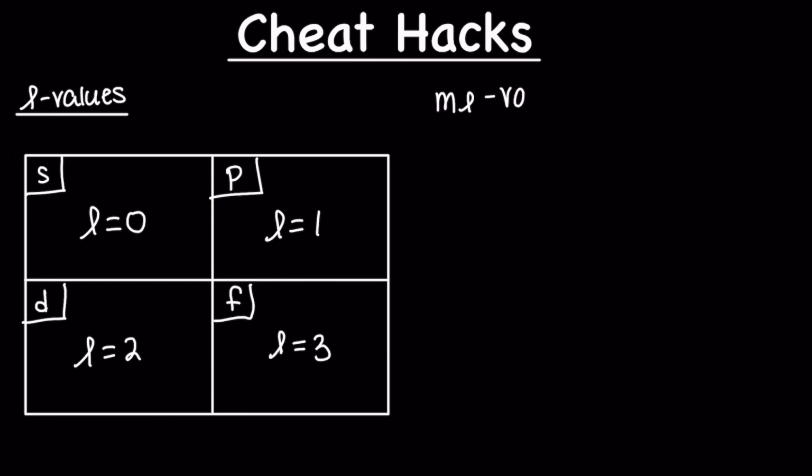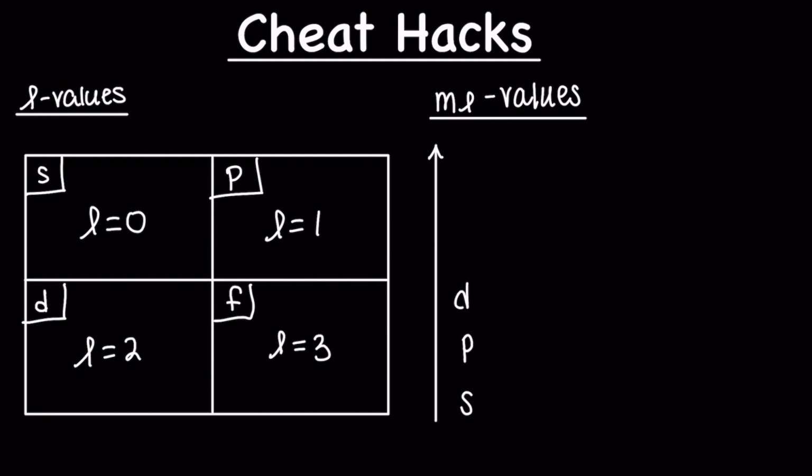Finally, here's your ML hack. For all ML values, start by making an energy diagram like so. We know that for n equals 1, we have only S values. For n equals 2, we have S and P values. For n equals 3, we have S, P, and D values. And for n equals 4, we have S, P, D, and F values.